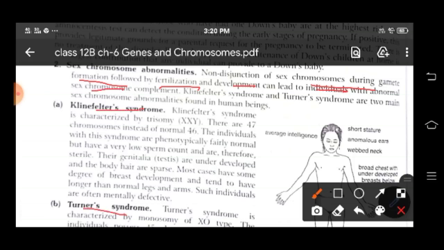Now, Klinefelter syndrome is characterized by trisomy. There are 47 chromosomes instead of the normal 46, and the individuals with this syndrome are phenotypically fairly normal, but they have a very low sperm count and are therefore sterile. Their genitals are underdeveloped and the body hair is sparse. In most cases they have some degree of breast development and tend to have longer than normal legs and arms.